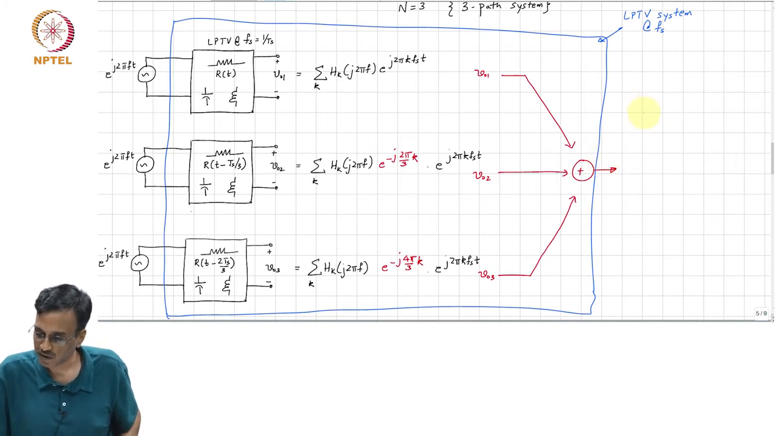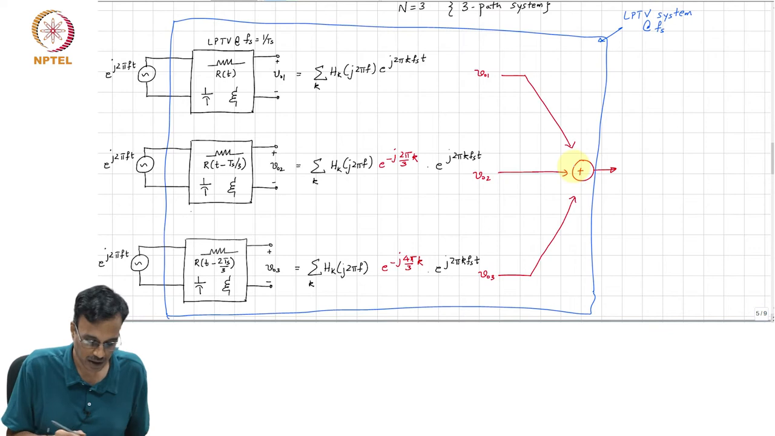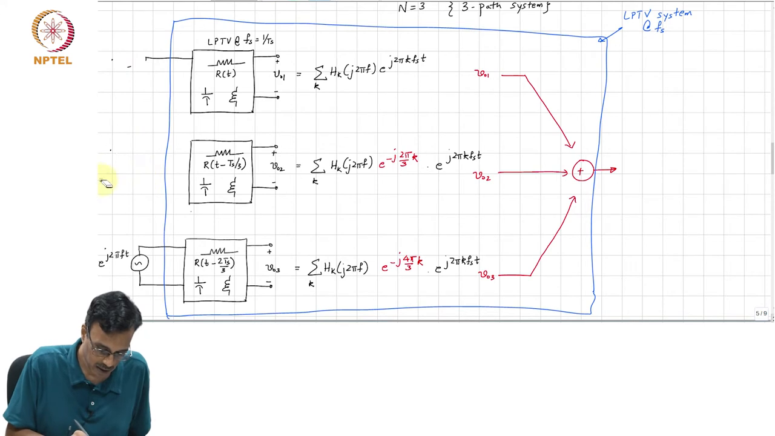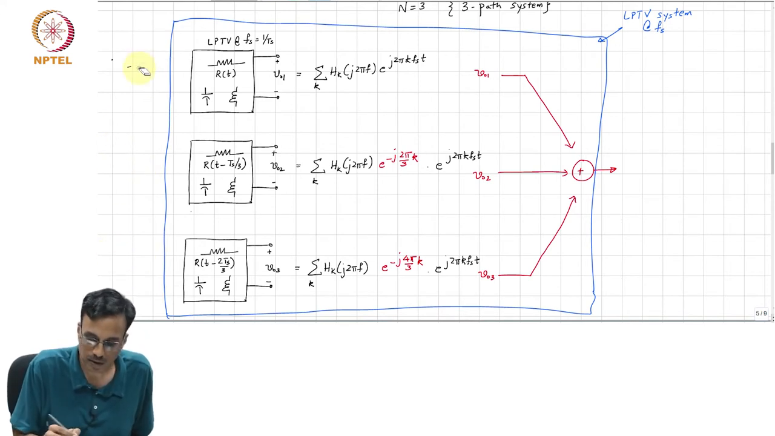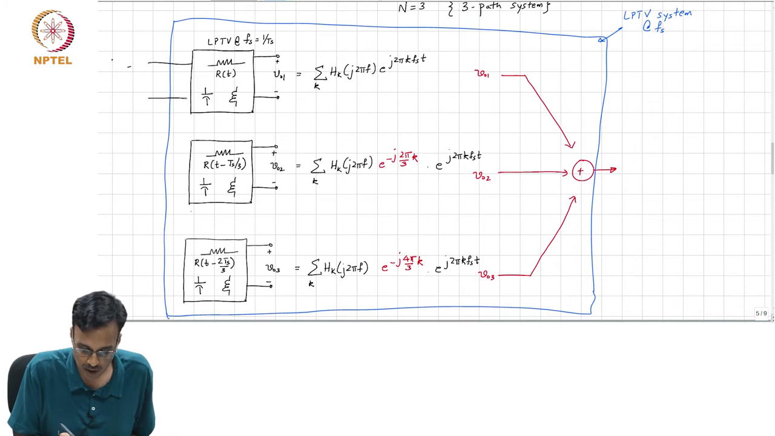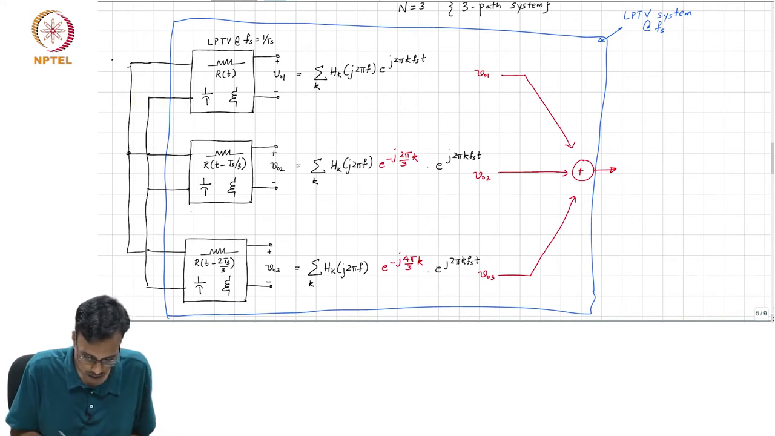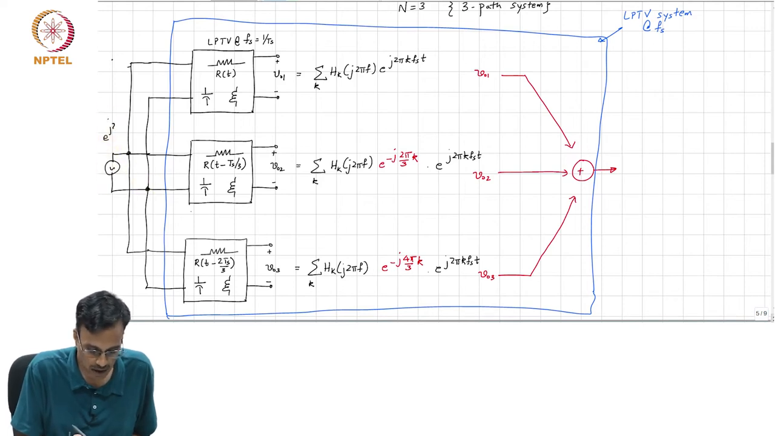What are the harmonic transfer functions of this box? Remember that even though I have shown this as three separate inputs, what I actually mean is that I am going to drive all these boxes with the same input. In other words, I short the inputs together and this is my e to the j 2 pi f t.